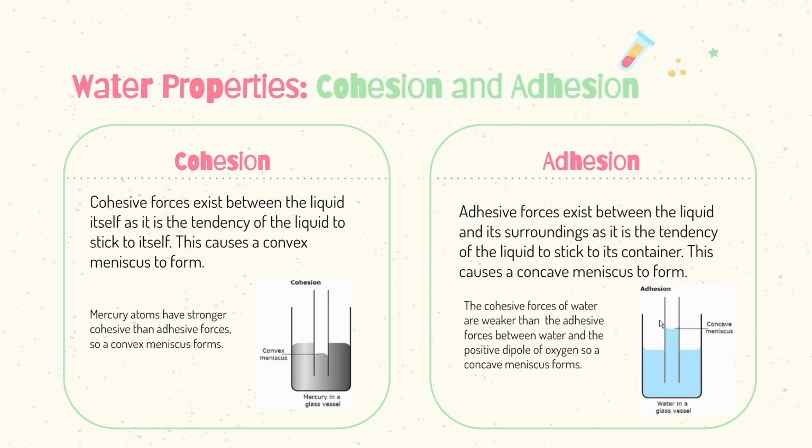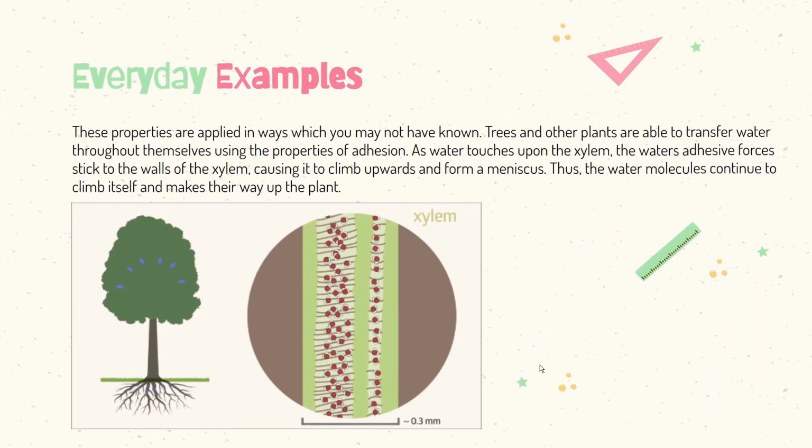You can see here the water is somewhat curving up. I can't zoom in, I'm sorry, but you can also see it slightly here. It's trying to climb the walls, is the main concept. The cohesive forces of water are weaker than the adhesive forces between the water and the glass, and so the positive dipole of the oxygen, so a concave meniscus is formed.